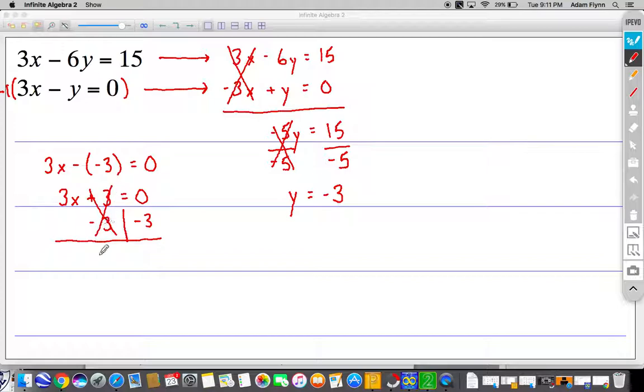Those 3's cancel, so we're left with 3x equals negative 3. So to get the x by itself, I'll divide both sides by 3. So I'm left with x equals negative 3 divided by 3, which is negative 1. So I know when graphed, these two lines cross at the point negative 1, negative 3.